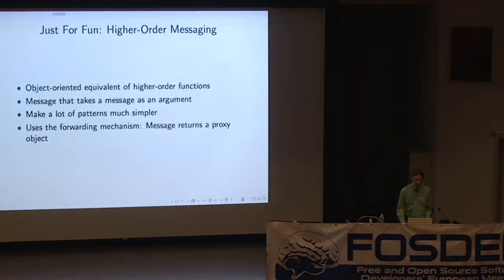And I'm just going to finish up with a couple of things that we can do in Objective-C, just to give you a taste of why Objective-C is more fun to program with than pure C. And one of these things is higher order messaging, which originally came from Smalltalk, and Smalltalk stole it from functional programming languages. And the idea is that rather than having a function that takes a function as an argument, you have a message that takes a message as an argument.